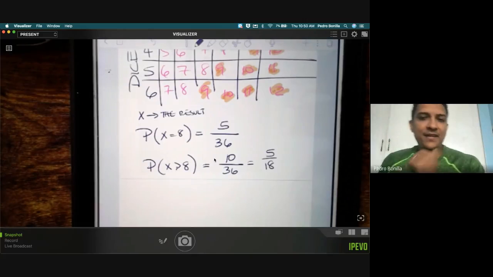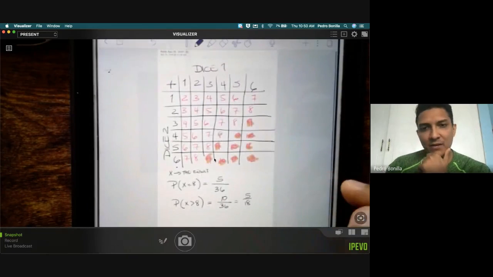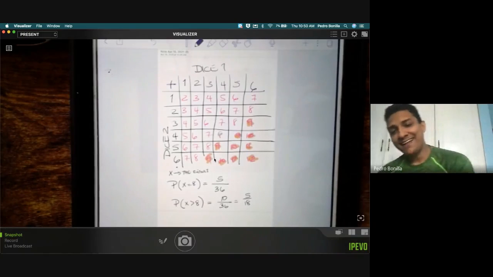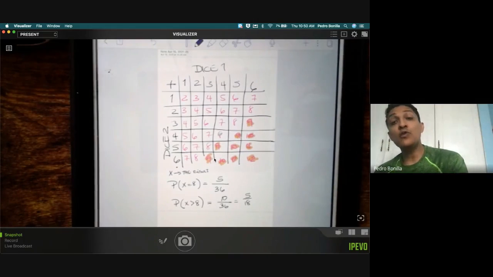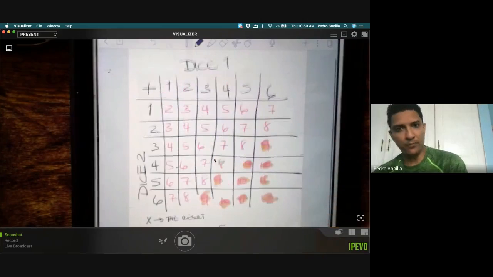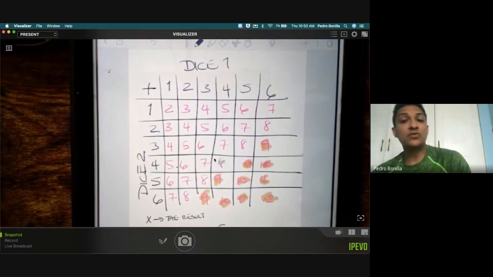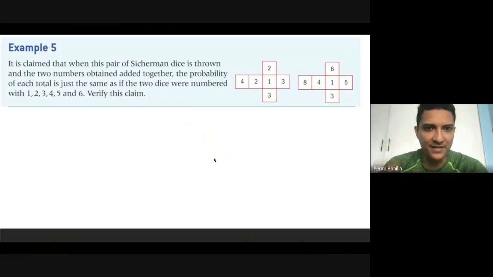And that is how we use the sample space diagram to answer a question that with the sample space diagram is really easy. But without it, it's kind of complicated to see all the possible options. So as you can see, the purpose of the sample space diagram is to visualize better the whole sample space. That is why it's named that. Let's see the next one. Another example, and then you go to the practice.